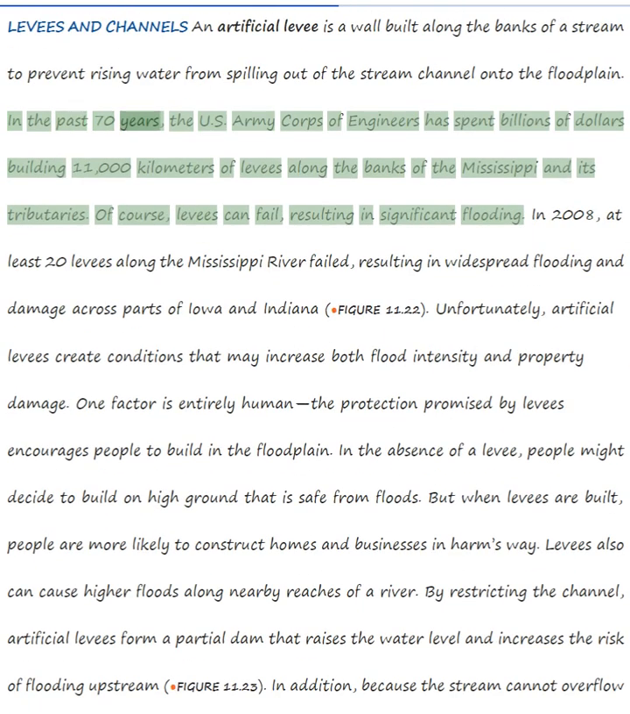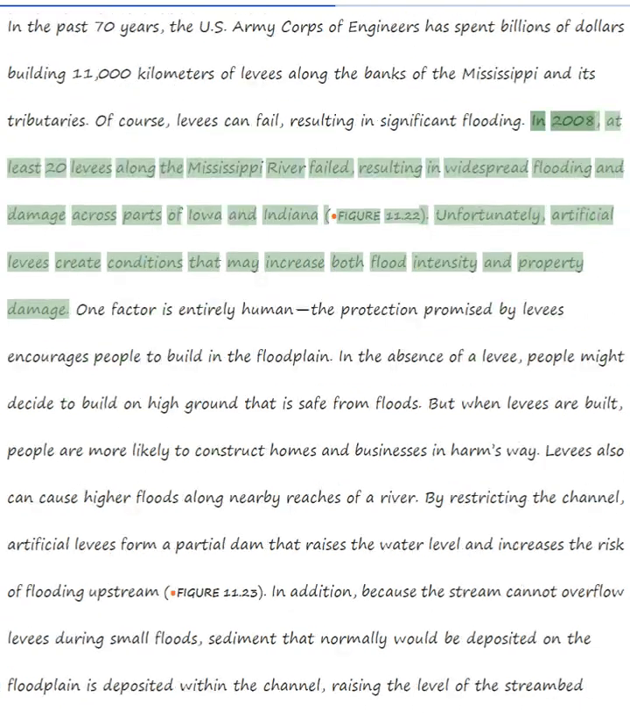In the past 70 years, the U.S. Army Corps of Engineers has spent billions of dollars building 11,000 kilometers of levees along the banks of the Mississippi and its tributaries. Of course, levees can fail, resulting in significant flooding. In 2008, at least 20 levees along the Mississippi River failed, resulting in widespread flooding and damage across parts of Iowa and Indiana. Unfortunately, artificial levees create conditions that may increase both flood intensity and property damage.